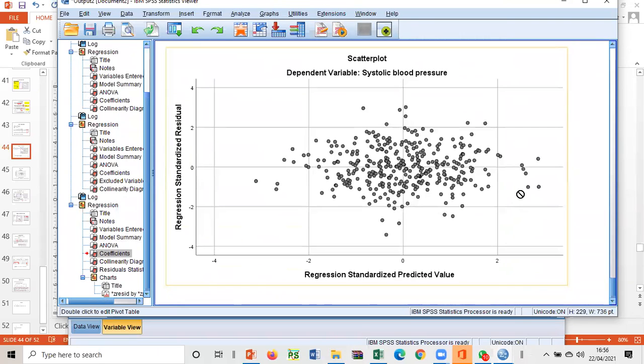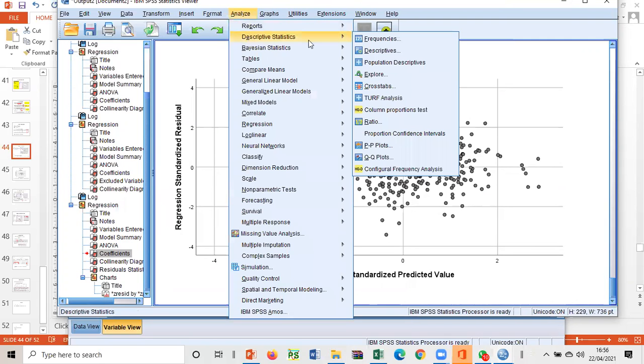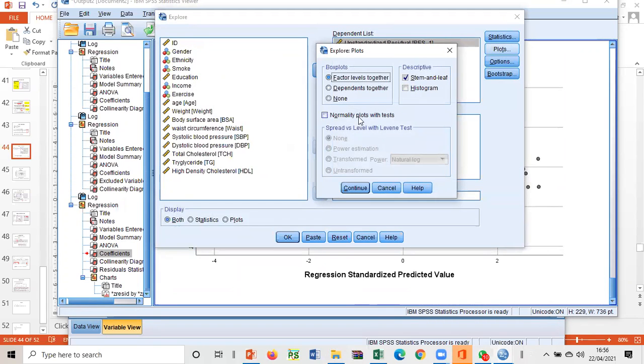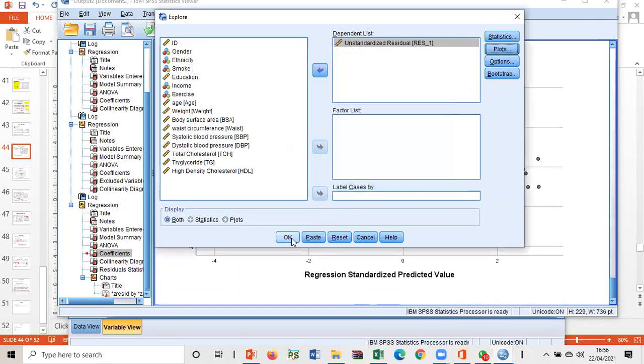Next, residuals. Is the pattern random? Residuals, are they random? Yes. Next, are they normally distributed? So I'm going to test for normality. Explore. Test for the last variable we created. And then plots. Normality plot with test. Continue. And click OK.